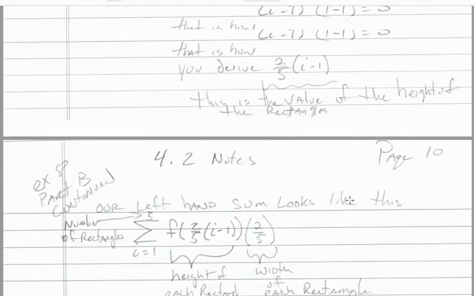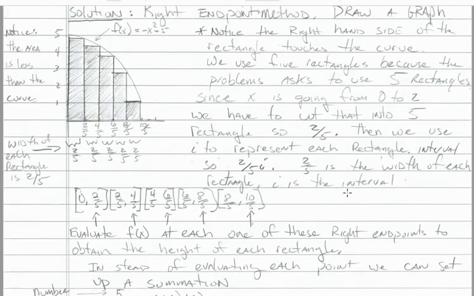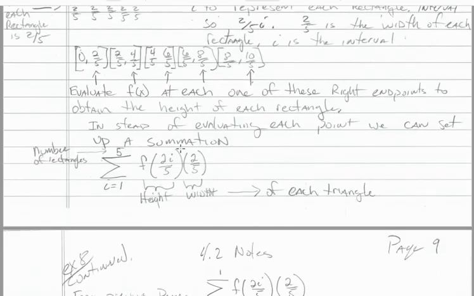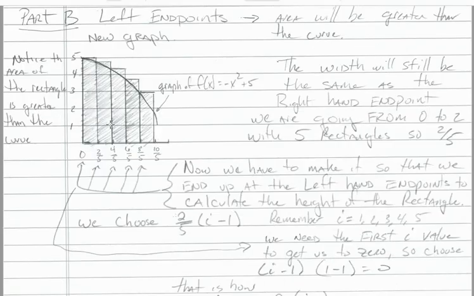And what I really wanted you to get out of this is, let's look at this rectangle approximation. This is a right endpoint method, and we are approximating the area under the curve, and this is an under approximation. And then this is the left-hand endpoint method. We're using the left-hand side of the rectangles to calculate the height of the rectangle, and this is an over approximation.